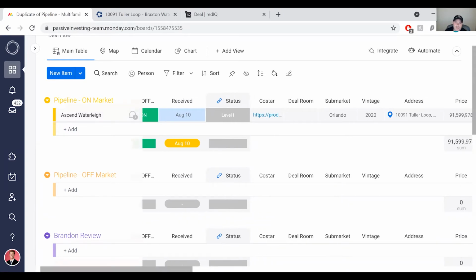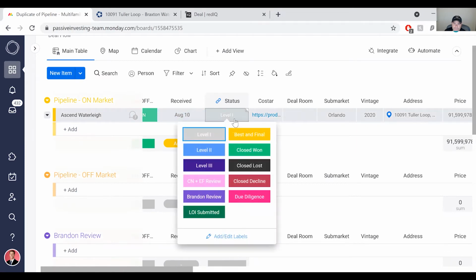The status levels, Eric, I'll let you talk a little bit about that, status level 1, 2, and 3. You want to kind of explain how we have set that up, and Chris, you can chime in as necessary. But Eric, you want to talk about that a little bit?